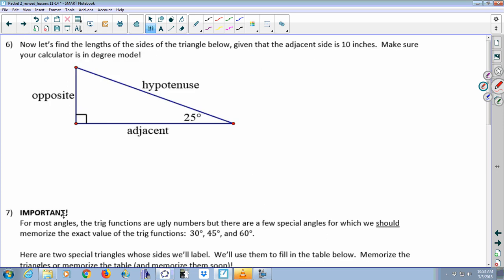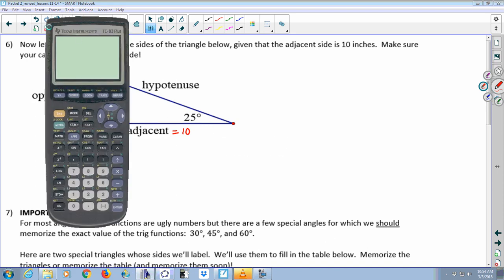Okay, so now let's find the lengths of the sides of the triangle below, given the adjacent side is 10 inches. So the first thing you have to do is make sure you identify what your angle is. Your angle is 25 degrees. All right, so here's my angle, and I want to find the adjacent side. I've labeled it for you. That would be 10.